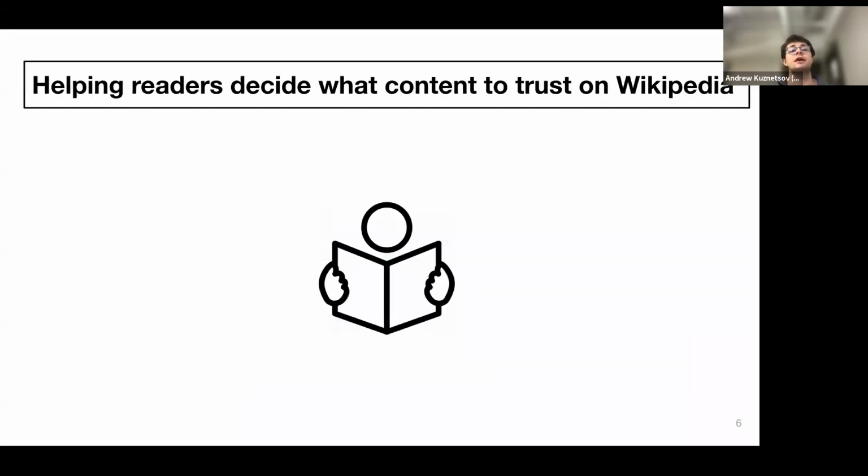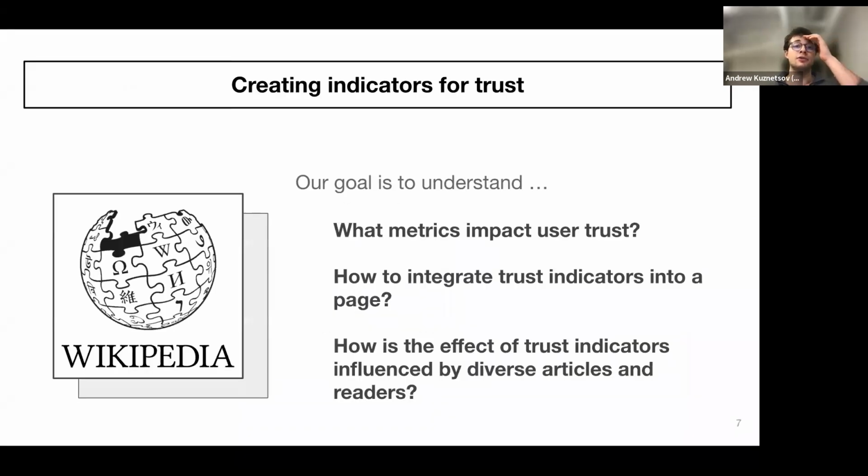Previous researchers have explored different interventions to help readers make trust decisions, such as indicators, but several crucial barriers remain to designing trust indicators to help readers today. We believe these barriers translate into several research questions. There's a lot here, so I'll walk through them.